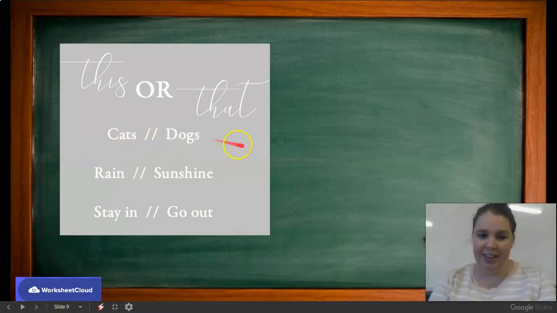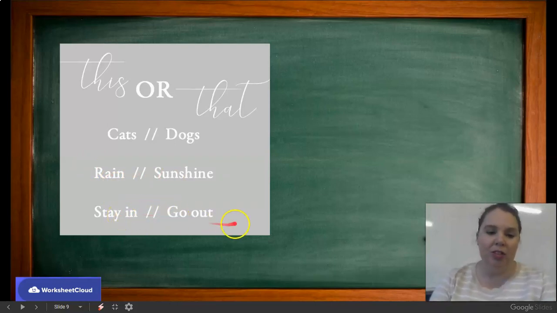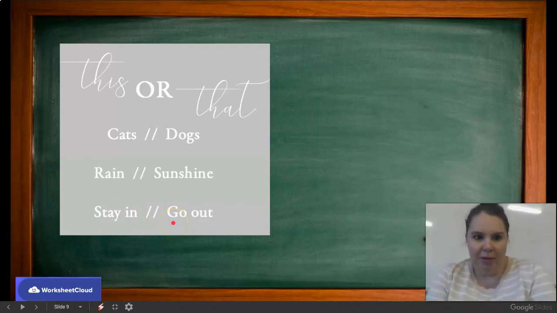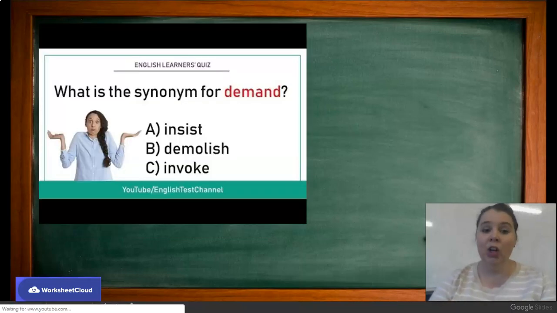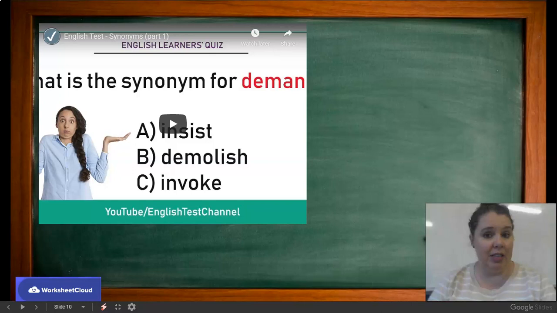Got a little one here again. Cats or dogs? I love dogs. Rain or sunshine? Definitely rain. I really am not a summer person. Stay in or go out? And we all need both. You need to go see your friends and socialize, and it makes you feel happy, but it's also perfectly normal to stay in and just take time for yourself. So just a little fun way to show you that synonyms and antonyms can also be used to express your personality.